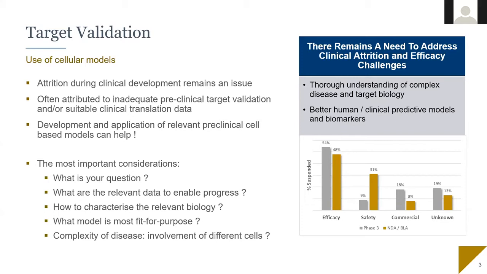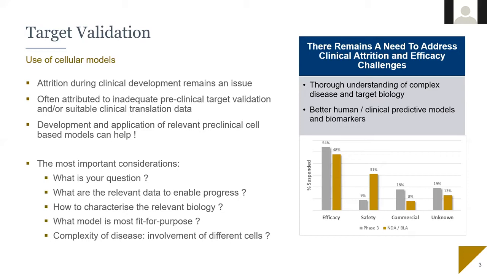So the failure rate during clinical development is often attributed to the fact that there's been inadequate preclinical target validation, or that you don't have something that is actually suitable for clinical translation. So I'm a firm believer that the development and application of really relevant preclinical cell-based models can help. And primary cells have the advantage that they are native, and they're kind of the most native biology that you can access preclinically.